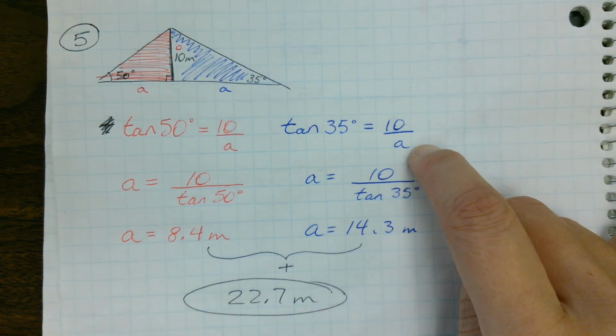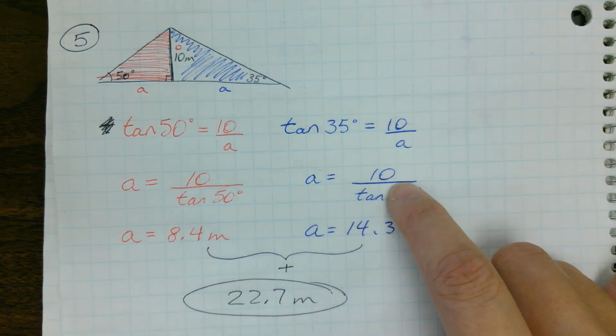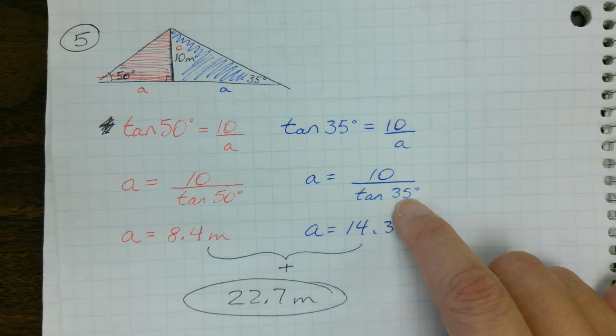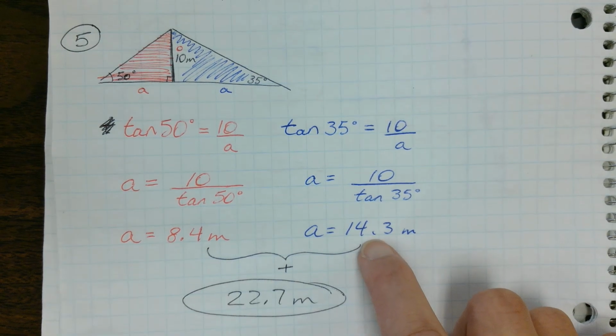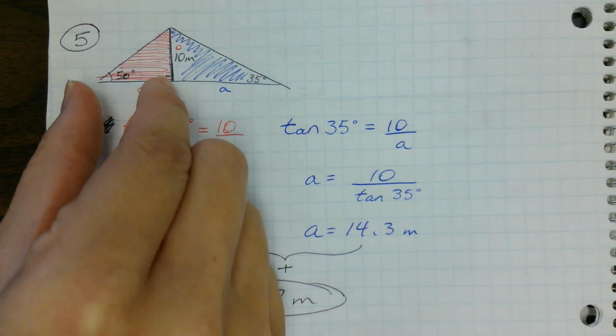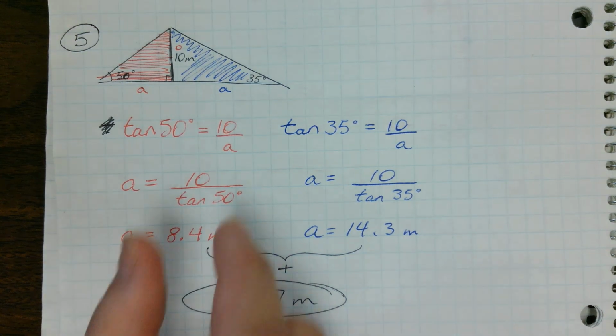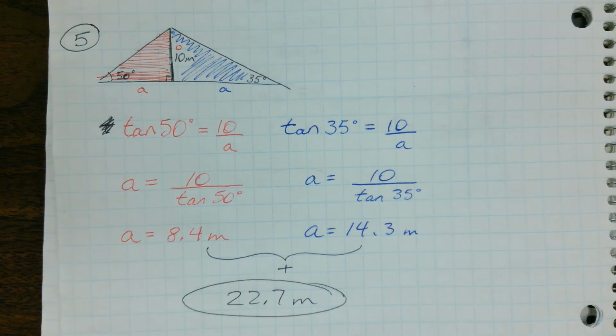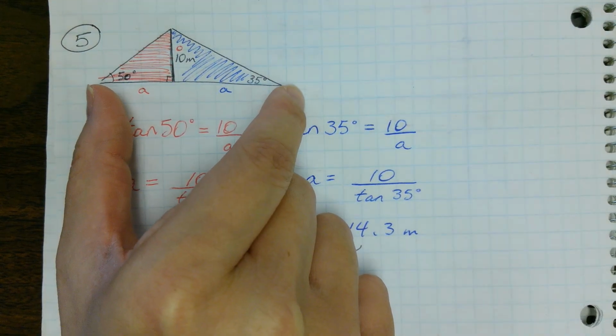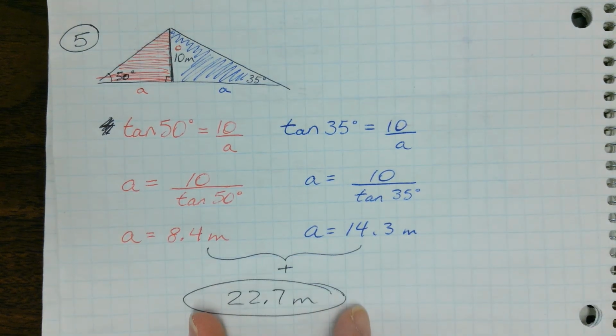My variable is on the bottom again. So I would divide. So 10 divided by tangent 35. I get 14.3. So now that I know this part is 8.4, this part is 14.3, to find the distance between them, I would add it. And so they are 22.7 meters apart.